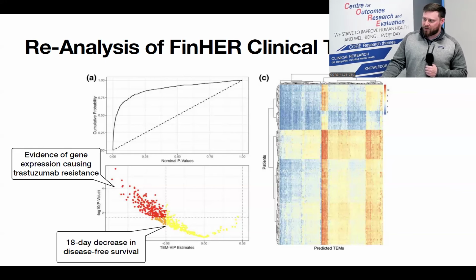And when we apply our p-value cutoff on the y-axis over here, we find that all these red genes are both clinically and statistically significant. We then take these genes and put them in this heat map over here. On the columns, we have our predicted treatment effect modifiers, again, the genes in red over here.